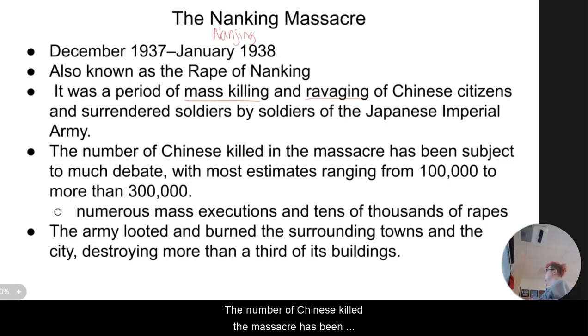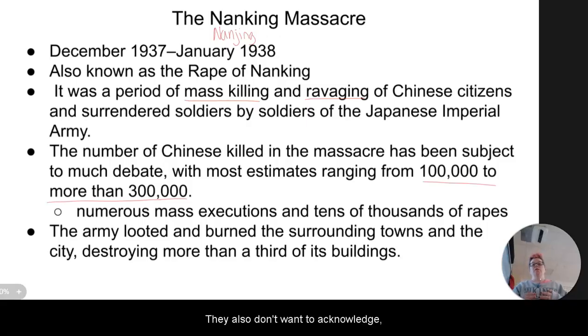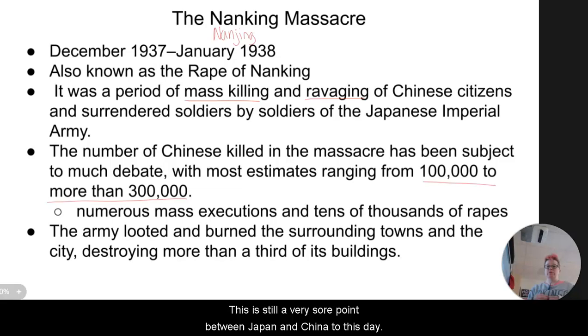The number of Chinese killed in the massacre has been subject to much debate. Most estimates range from about 100,000 to more than 300,000, and those numbers are estimated because the Japanese obviously do not want to admit that this is something that they did. They also don't want to acknowledge what happened. This is still a very sore point between Japan and China to this day.